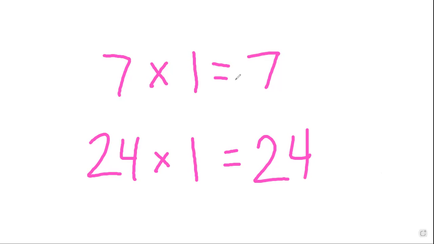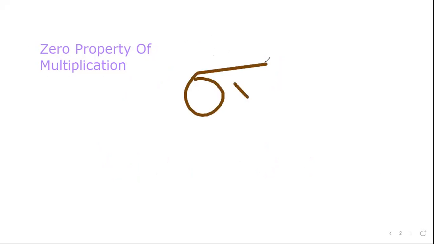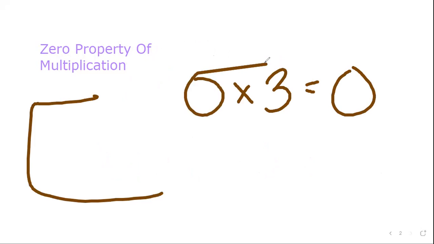Okay? Now, let's review the zero property of multiplication. Okay? The zero property of multiplication states that any number times 0 is going to equal 0 because you're multiplying it by 0. If I have 0 times 3, my answer is going to be 0. Think of it as having 0 bird baths. So I have 0 bird baths in my picture. There's no bird baths here. I have nowhere to put my 3 bird baths, do I? Or my 3 birds? No. So I don't have any.